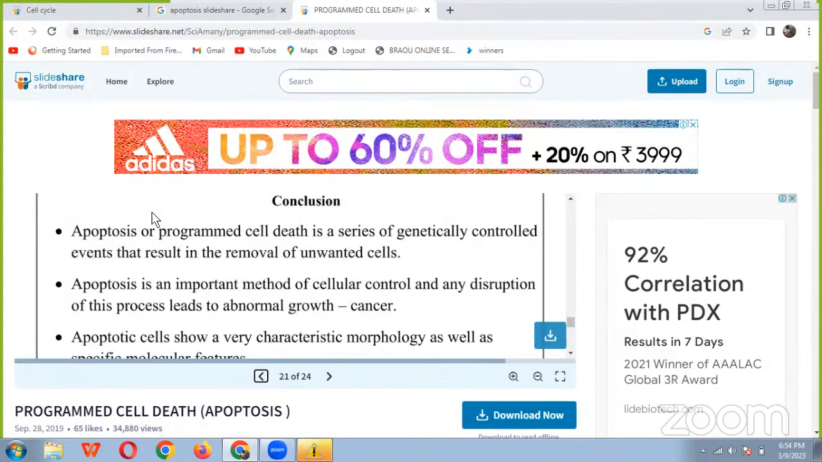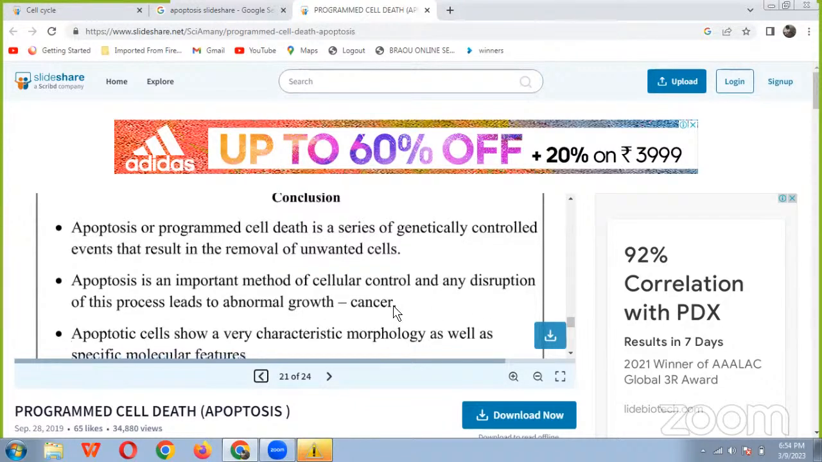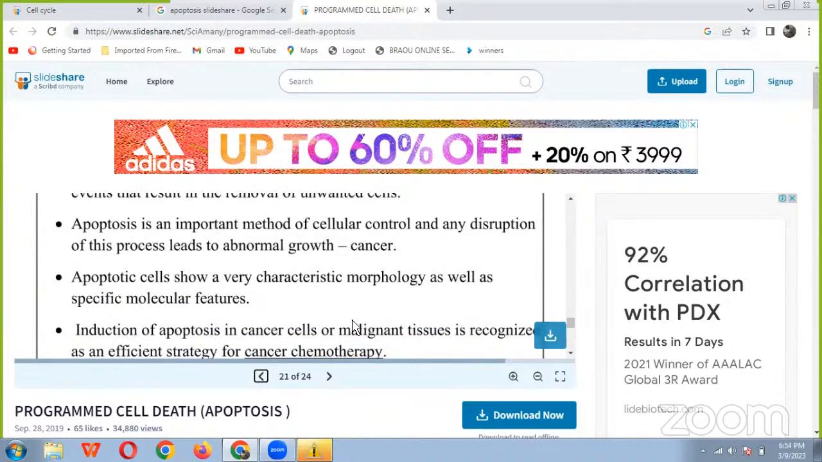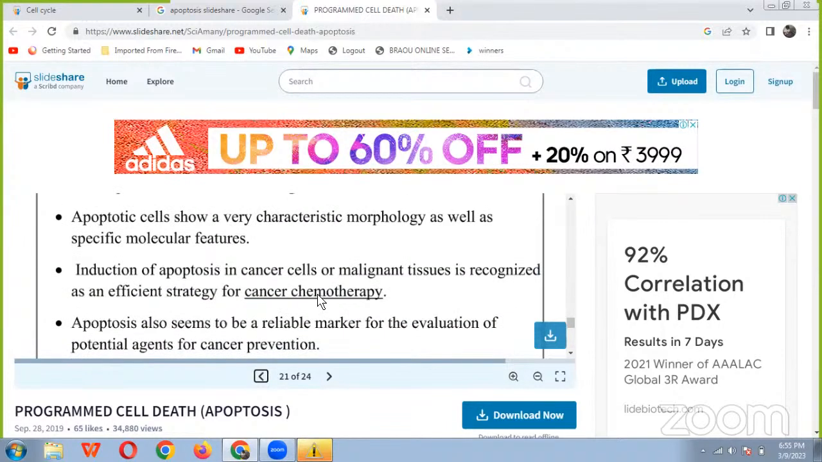What are the main conclusions of the apoptosis? Apoptosis is programmed cell death, a genetically controlled series of events for the removal of unwanted cells. Apoptosis is an important method of cellular control, and any disruption of the process leads to abnormal growth. It leads to cancer. Apoptotic cells have a very characteristic morphology as well as specific molecular features.